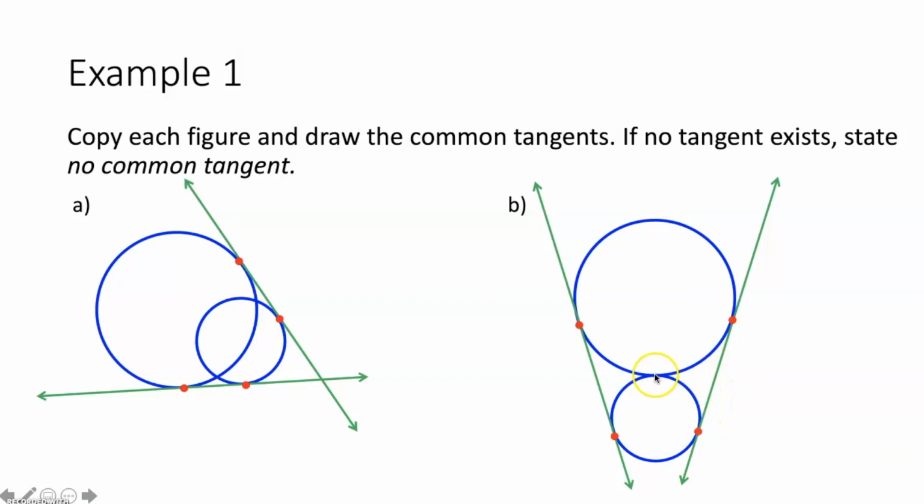And then assuming that each of these circles intersect at exactly one point right here, we could also draw a line passing through that one point, making this a common tangent as well.